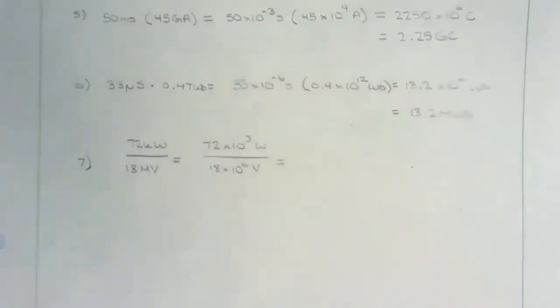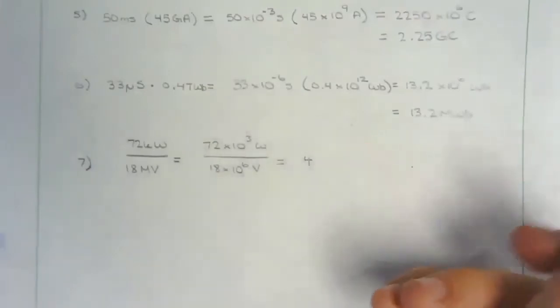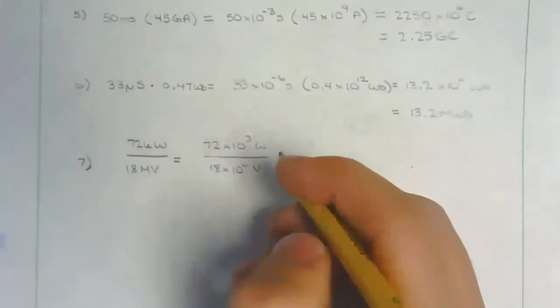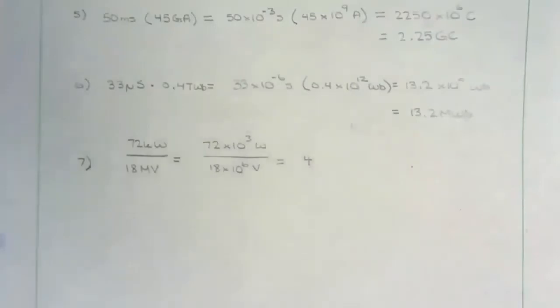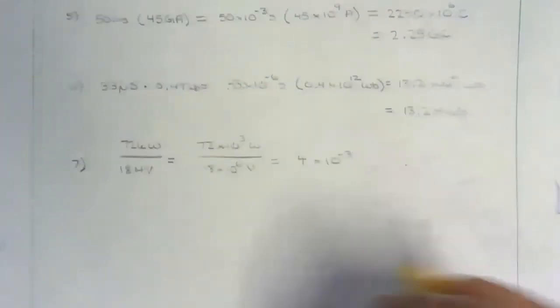So we have 72 over 18, which is going to give us 4. And we have 10 to the 3 over 10 to the 6. So we're going to have 3 minus 6. The order on this one does matter. So 3 minus 6 is negative 3. So we have times 10 to the negative 3.